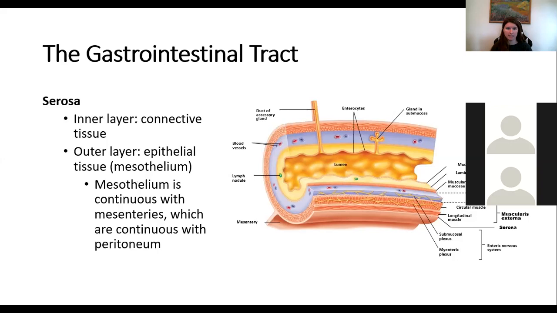Our final layer of the GI tract is the serosa. It basically has two parts. On the inside, touching all these layers that we've just talked about, we have a connective tissue layer. And then on the outside, it has an epithelial tissue layer called the mesothelium. And the mesothelium is continuous with those structures we saw in lab called the mesenteries.